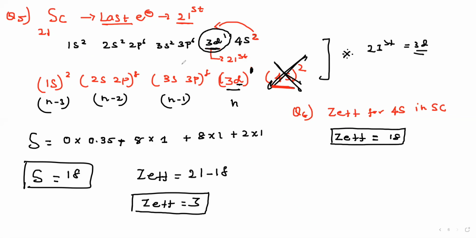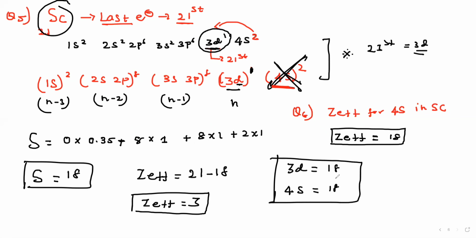See, interesting fact. In case of scandium, what is the 3d electron's S value? 3d gets 18, and 4s also gets 18, right? This is not the same. How can it be the same? It's not possible, right? Therefore, this is one of the demerits of Slater rule. Please note, very, very important. Both 3d and 4s orbital electrons have the same S value. It is not possible, right? Therefore, this is the demerit of Slater rule.